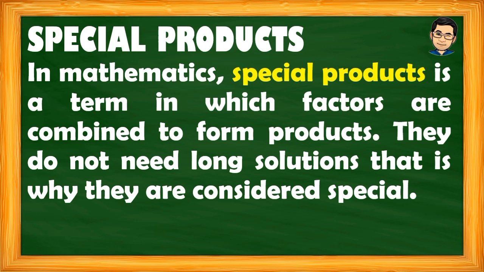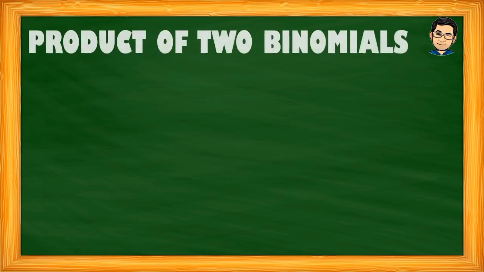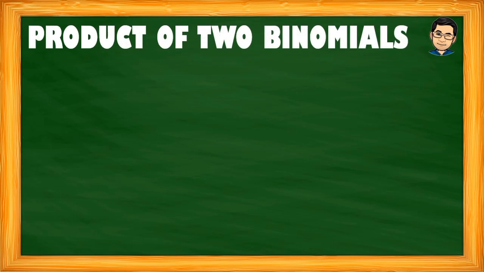And then, bakit sila naging special? It's because hindi nila kailangan ng mahabang solusyon. May mga special formula sila na ginagamit na tanging sa kanila lang po ina-apply. So, let's start. Let's have the first one, product of two binomials. To refresh you with binomials, binomial is a polynomial with two terms. So product of two binomials.